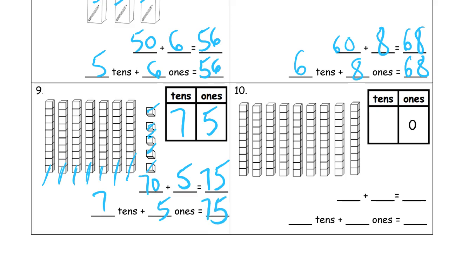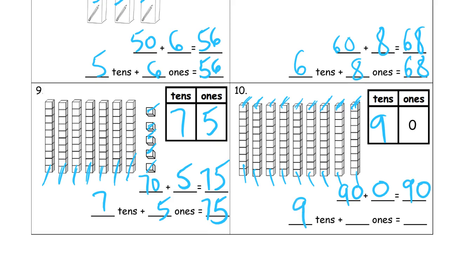How many tens do we have here? 1, 2, 3, 4, 5, 6, 7, 8, 9. Rats, I was hoping there would be 10. 1, 2, 3, 4, 5, 6, 7, 8, 9. It really is just 9. 9 tens, that's 90, right? Because it's 10, 20, 30, 40, 50, 60, 70, 80, 90. And 0 ones is just 90. 9 tens, which I know because I counted them 3 times, and 0 ones is 90.